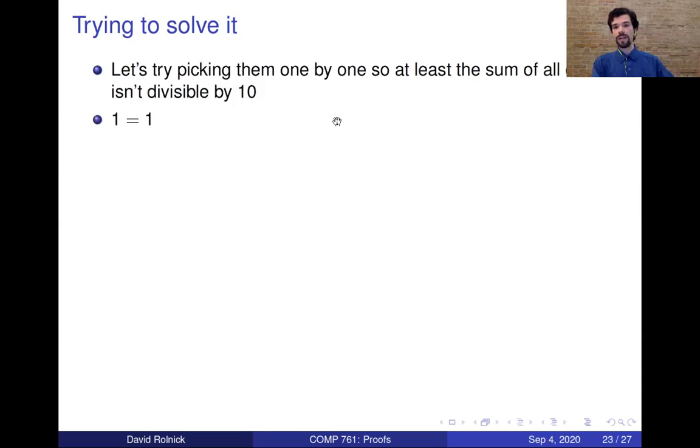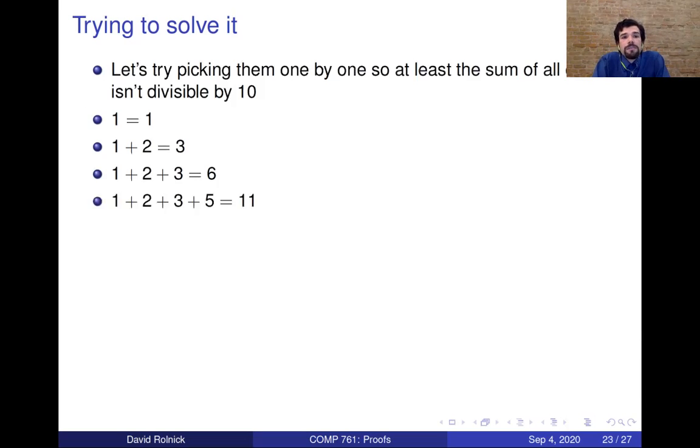Start out with one equals one. There's definitely nothing divisible by 10 there. One plus two equals three. I'm just going to try adding some and see where it breaks, okay? One plus two plus three is equal to six. One plus two plus three plus five is equal to 11. You can stop me whenever you want.